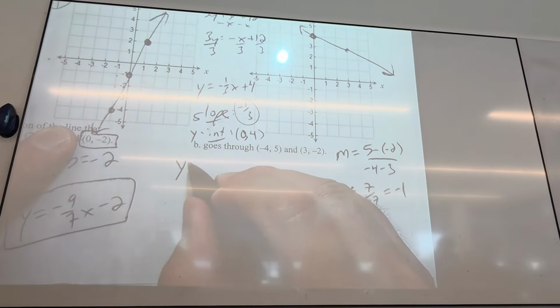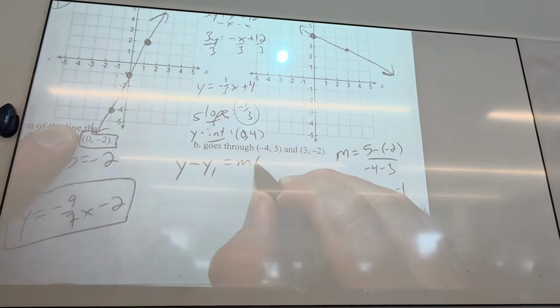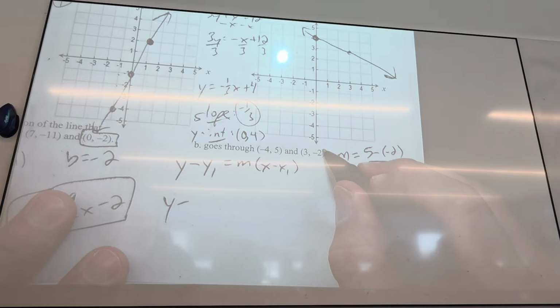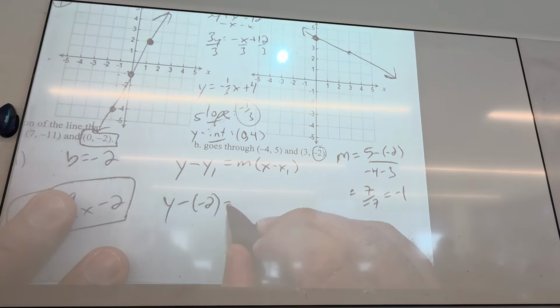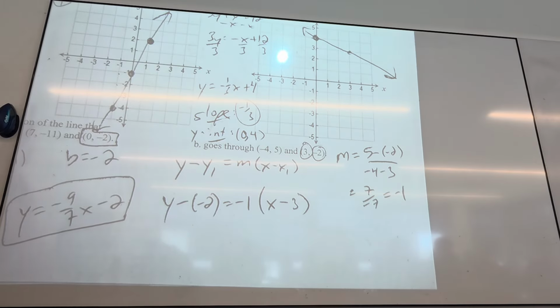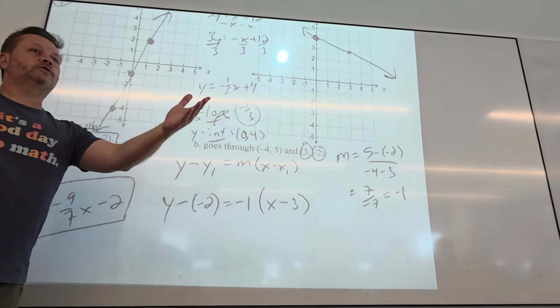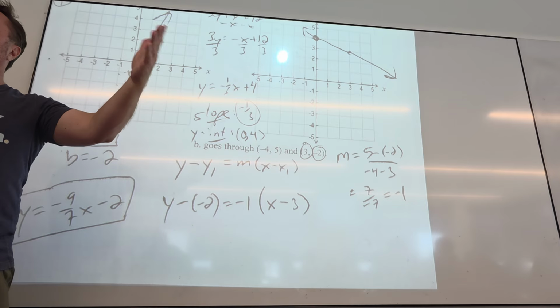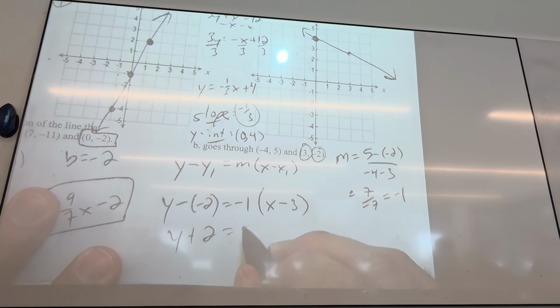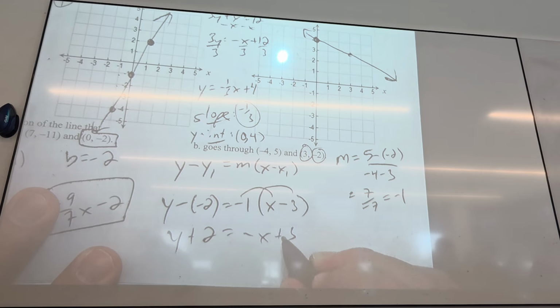So here's the equation I could use if I don't know the y-intercept, so I don't know b. y minus the y piece equals m times x minus the x piece. And now I can solve to put it into mx plus b form. This becomes y plus 2 equals negative x plus 3. Subtract 2, I get y equals negative x plus 1.